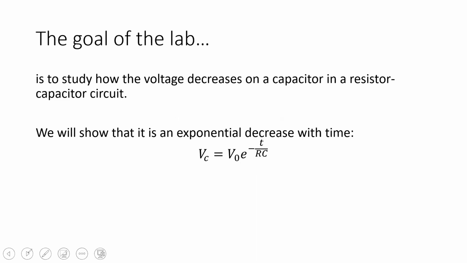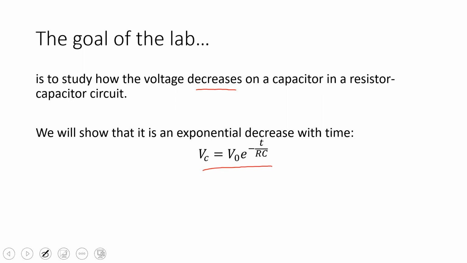All right, so the goal of the lab is going to be to study how the voltage decreases on a capacitor in a resistor capacitor circuit. So if our voltage is going to be decreasing, it means that our capacitor is going to be charged up when we start taking measurements. Now we're going to show that there's an exponential decrease with time, and we can talk about how quickly that exponential curve happens. So VC here is our voltage on our capacitor.